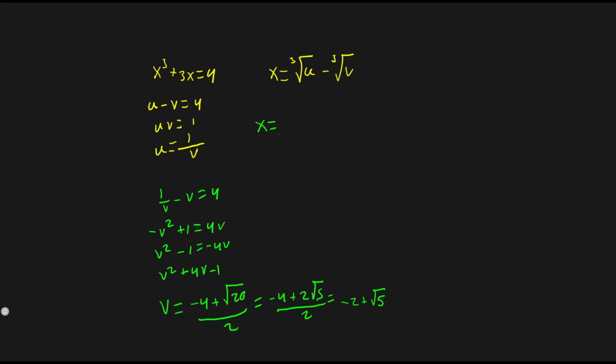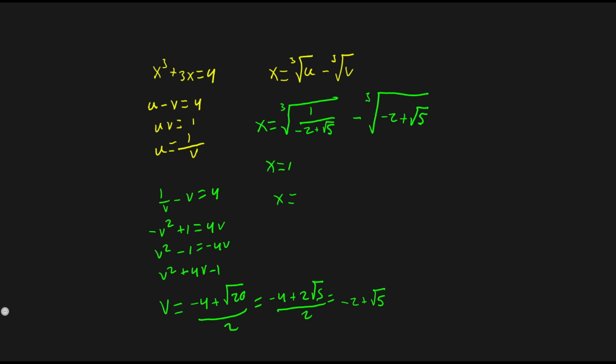And we'll just go ahead and directly get x. So we have x is equal to the cube root of 1 over negative 2 plus root 5 minus the cube root of negative 2 plus root 5, which then right here will give us that x is equal to 1. But we want to find out what the cube root of 1 over negative 2 plus root 5 is. So we'll get the decimal value for it, so we can see if it does indeed add up to 1.